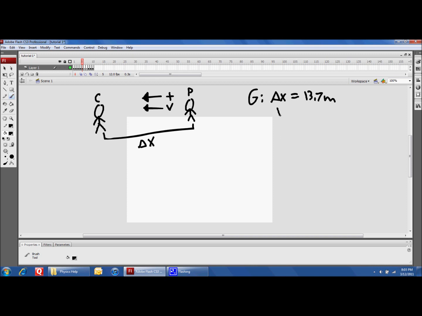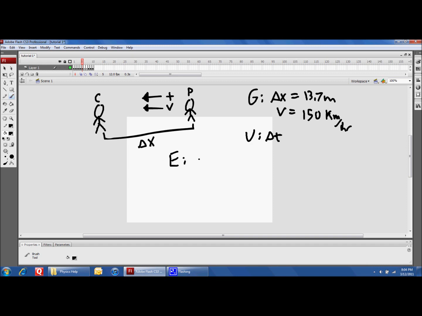Also, we know that the velocity of the ball is equal to 150 kilometers per hour. So the unknown, or the thing that it tells us to find, is the amount of time that it takes for the ball to get from the pitcher to the catcher.